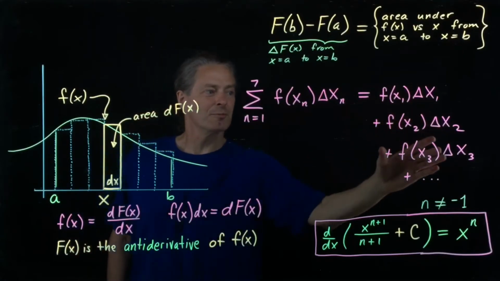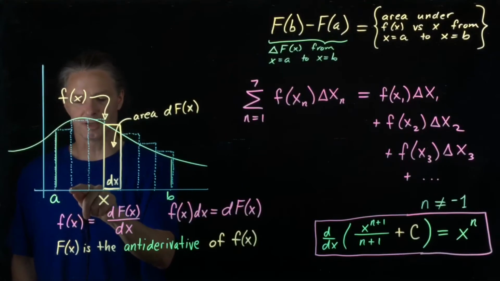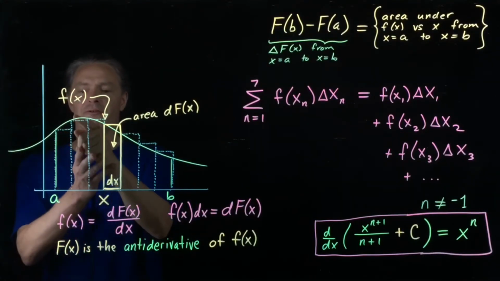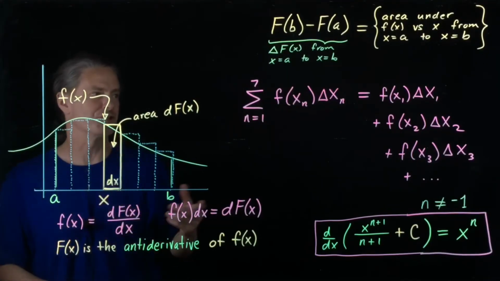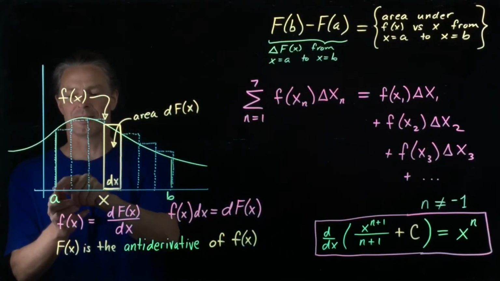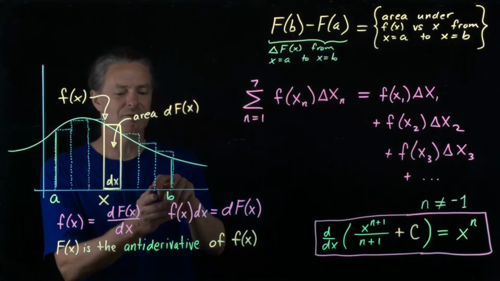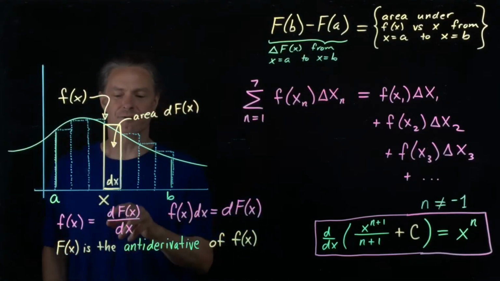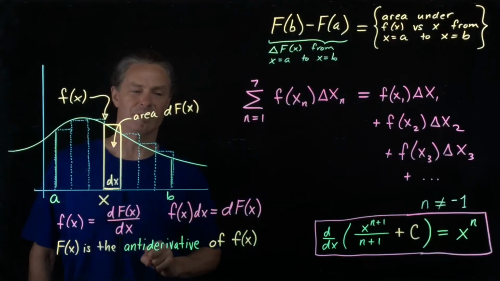Each of these terms corresponds to the area of one of these 7 rectangles. So here's x1, x2, x3, x4, f of x1, f of x2, f of x3, f of x4, delta x1, delta x2, and so on. So f of x1 delta x1 would represent the area of this rectangle. f of x7 times delta x7 would represent the area of this rectangle. And I've reverted from dx back to delta x because I've shown some larger increments here.